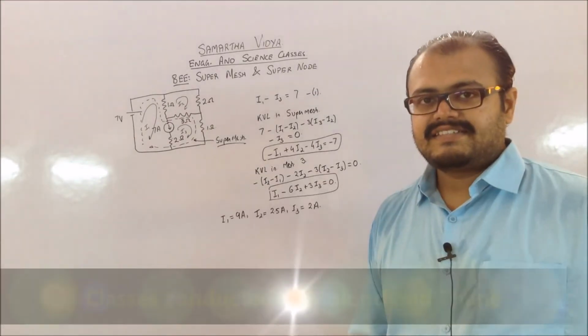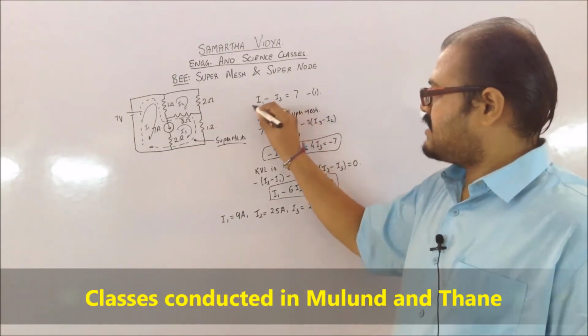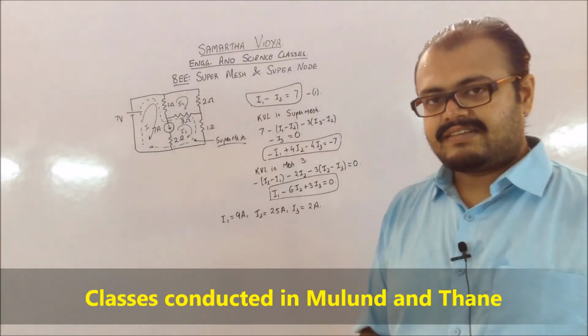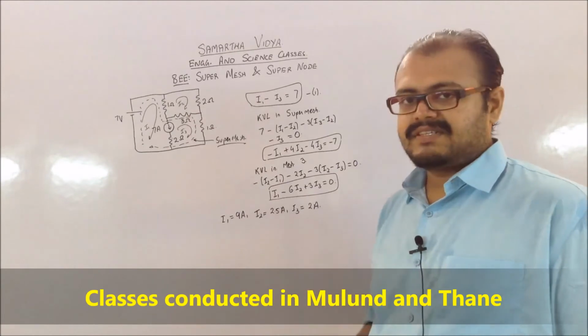So after rearranging the second and the third equation, you will be getting this as this. And since you have found your three equations, you had three variables, so you will be getting the three variable values as this particular thing.